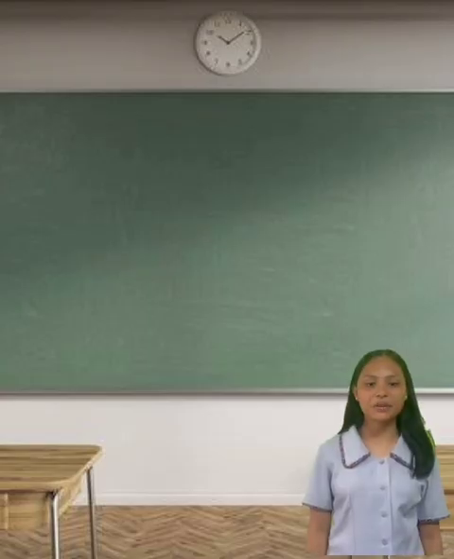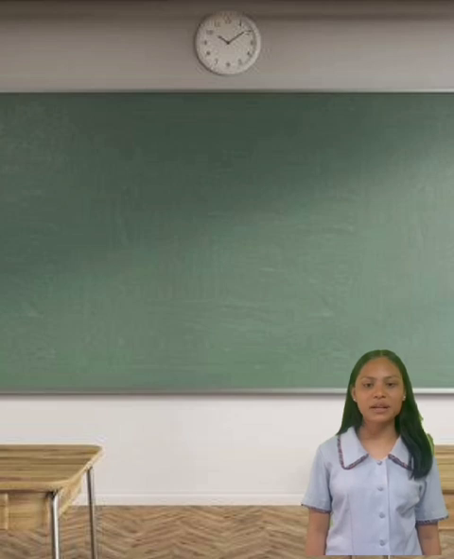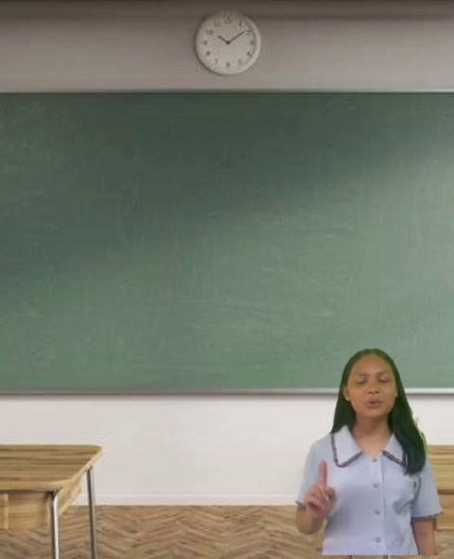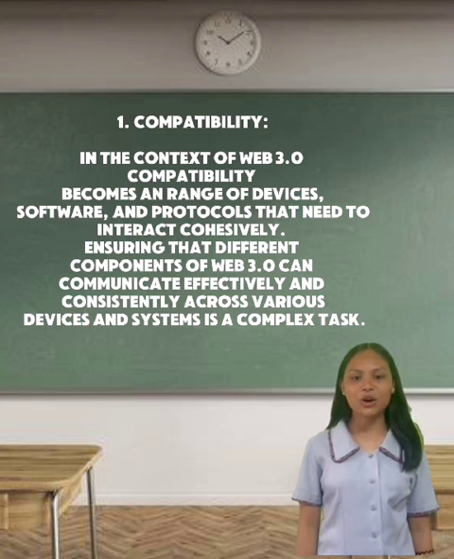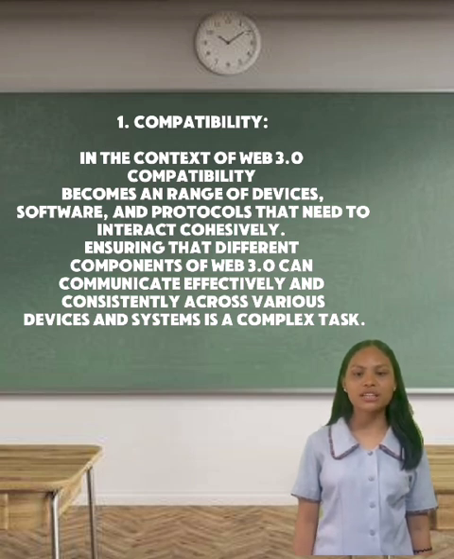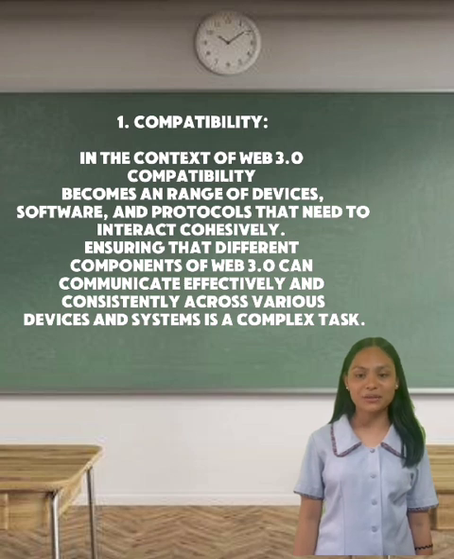Web 3.0 is yet to be fully realized because of several problems. Number 1, compatibility. In the context of Web 3.0, compatibility becomes a range of devices, software, and protocols needed to interact cohesively, ensuring that different components of Web 3.0 can communicate effectively and consistently across various devices and systems.